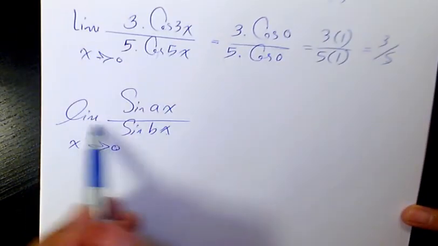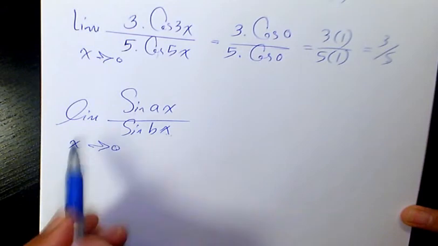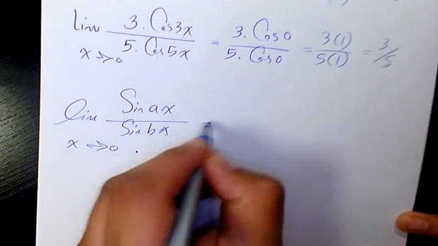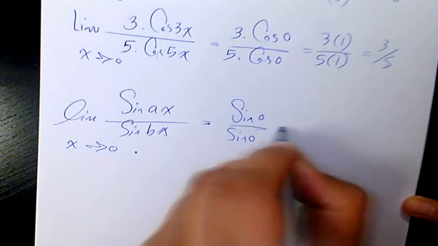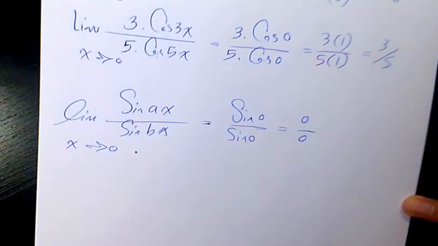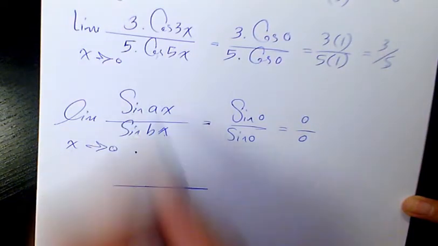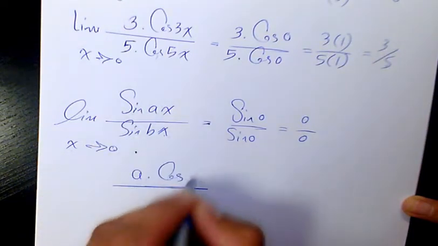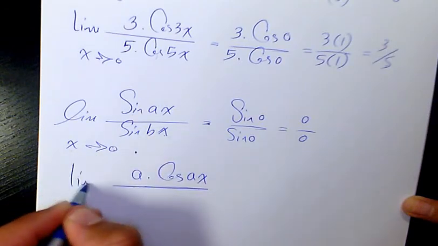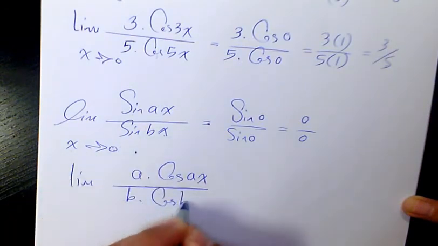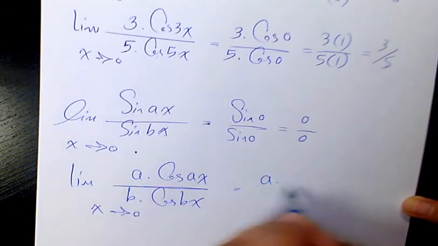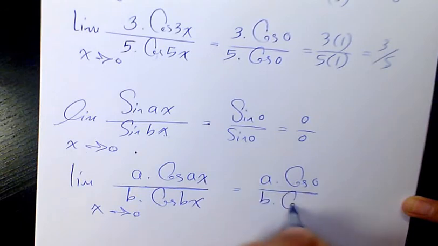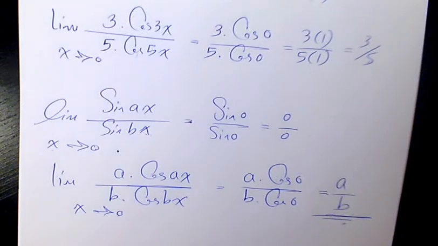Next one is the limit of sine ax over sine bx when x is approaching 0. That's going to be, again, sine 0 over sine 0, which is 0 over 0. We need to use L'Hopital's rule. Again, the derivative of the numerator, which is a times cosine ax, divided by, that's the limit, b times cosine bx when x is approaching 0. That's going to be a times cosine 0 over b times cosine 0. That's going to be a over b, which is the final answer.